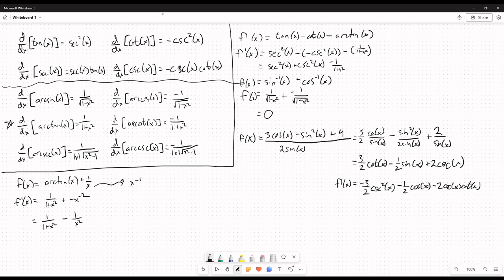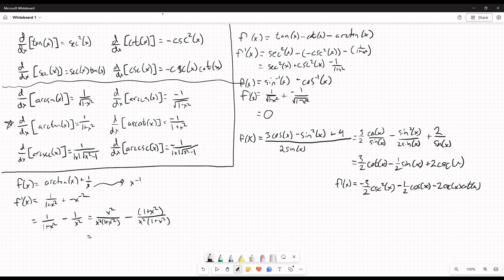And you know what? I feel like simplifying this a little bit. Let's go ahead and multiply both by a common denominator. So I'll multiply this one by x squared over x squared, and this one by 1 plus x squared over 1 plus x squared. So that's going to give me x squared over x squared times 1 plus x squared, minus 1 plus x squared over x squared times 1 plus x squared.